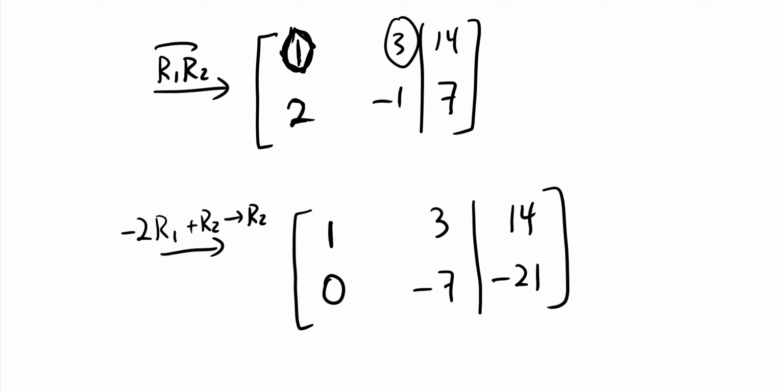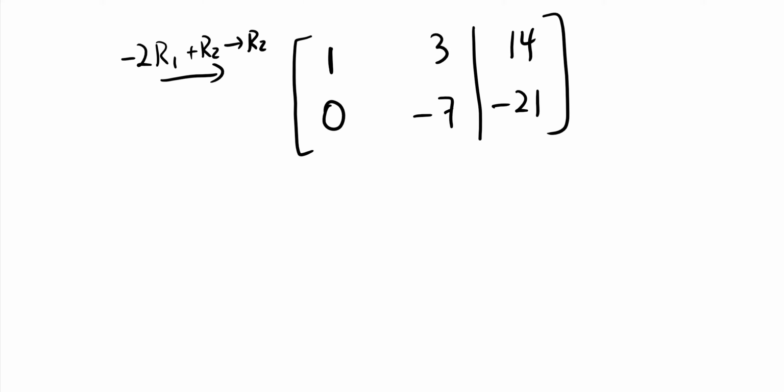So now watch, I cleaned the first column, which means I got the first column to be 1, 0. Now I'm going to make this number 1. Notice how this number and this are multiples of 7. So what we can do is multiply row 2 by negative 1/7, and then put the result in row 2.